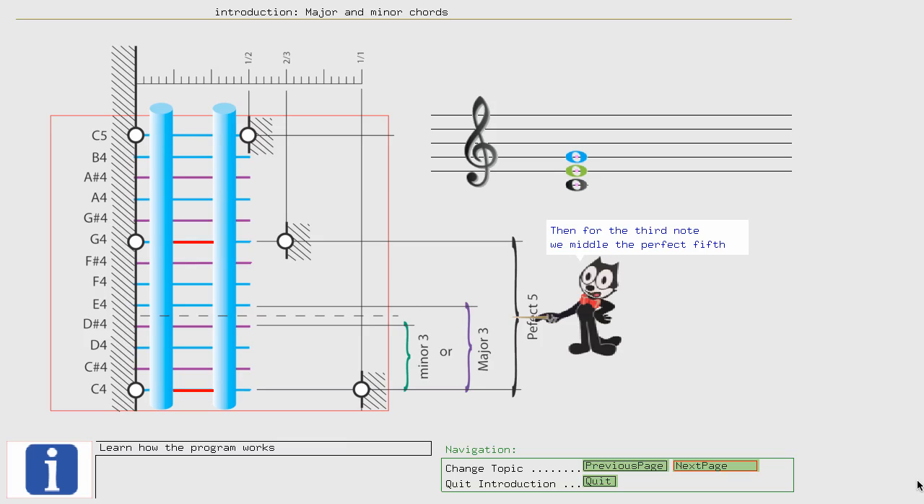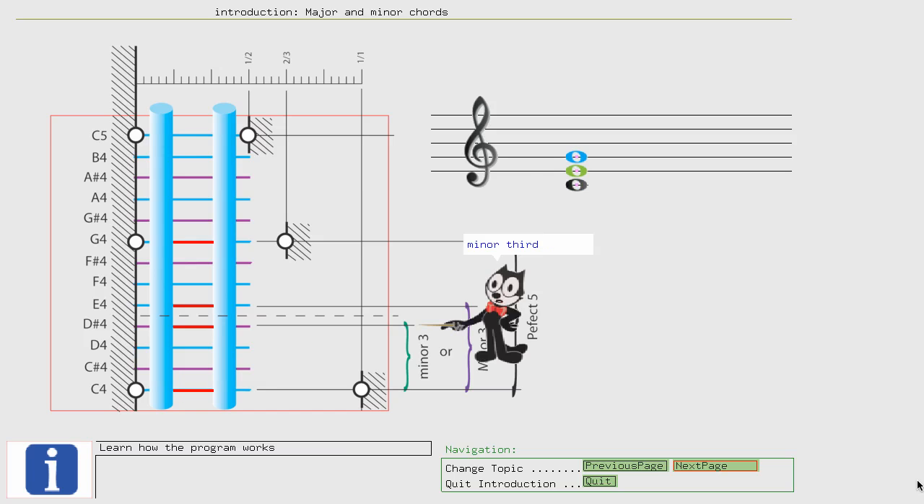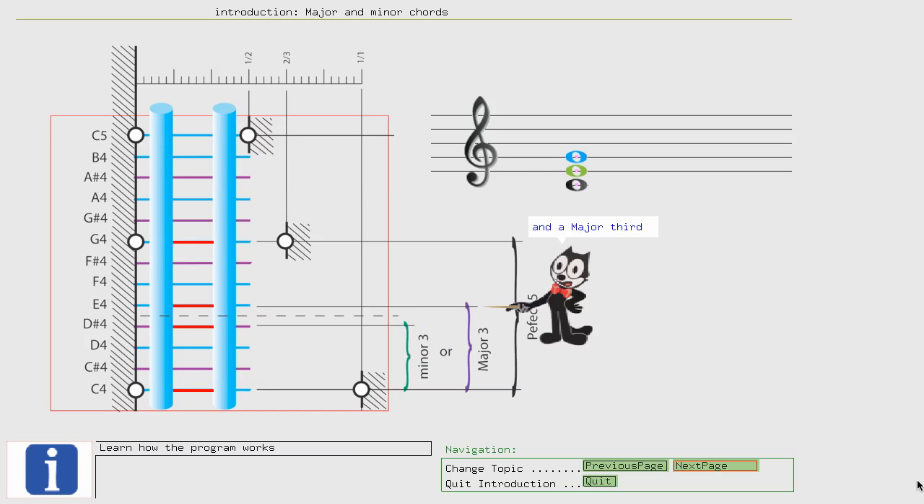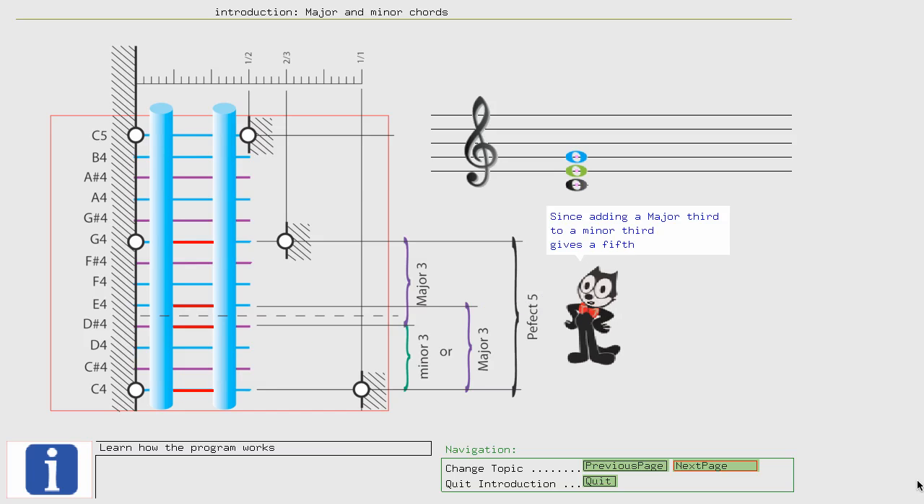Then, for the third note, we middle the perfect fifth. Here we can choose between a minor third and a major third. Since adding a major third to a minor third gives a fifth, and adding a minor third to a major third gives the same, we can choose either combination.